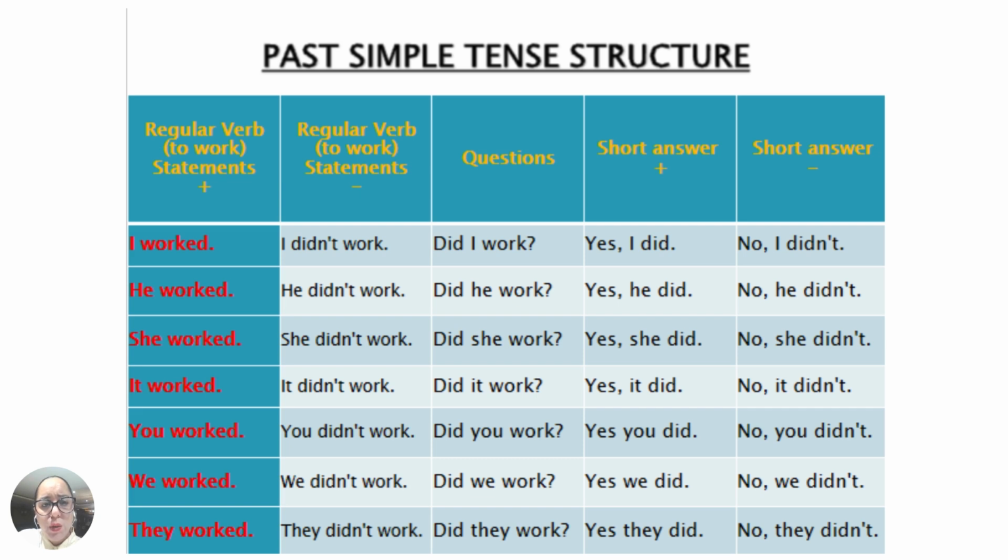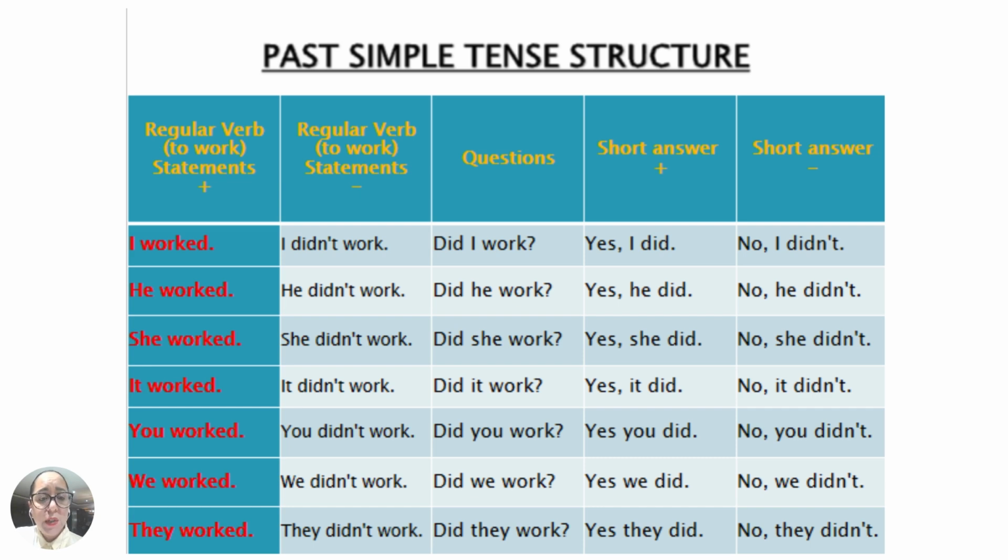In this chart, you can see the past simple tense structure with a regular verb, but it's the same for irregular verbs. You use the subject, then the regular verb or the irregular verb complement, and if you think it's necessary, also the adverb of time or past time expression. For example, I worked a lot last week.